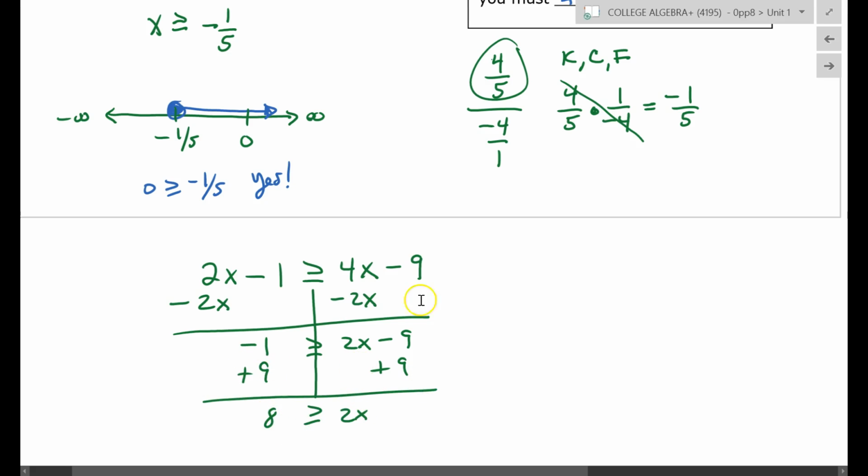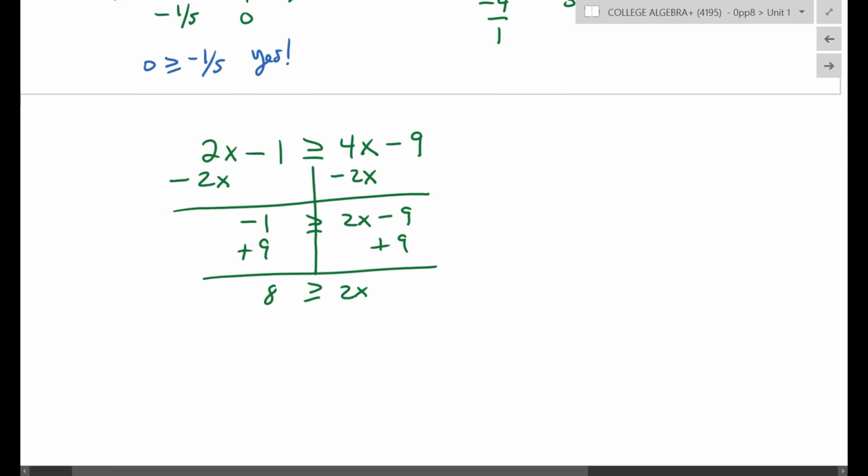We get that, right? And then we divide by 2, and we get 4 is greater than or equal to x. What's the other way I could write that? Exactly. So that's one way.